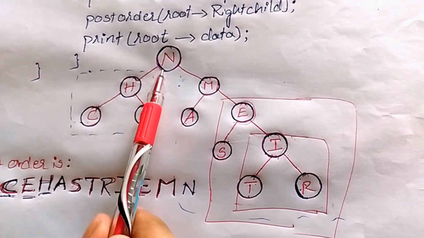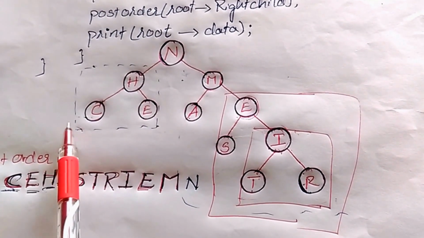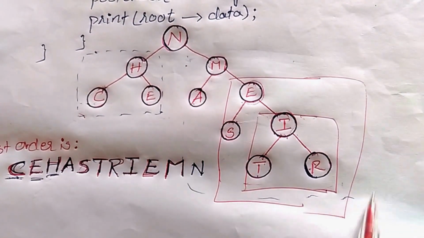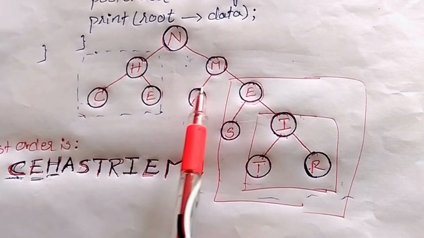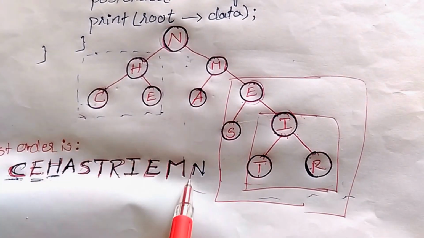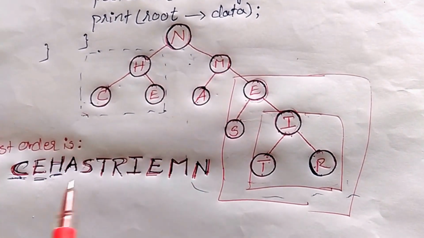And finally for the root node N, the left subtree got totally completed, all the nodes are visited in the left subtree, and the right subtree also all the nodes are visited, and then after left and right the root node is visited at the last. So this is the post-order for this binary tree example.